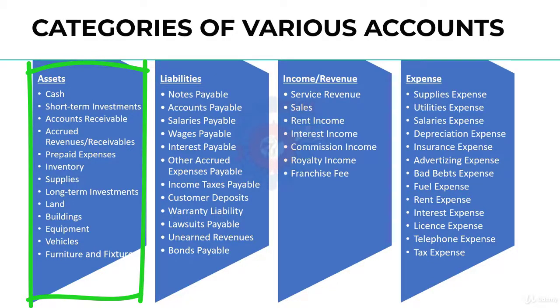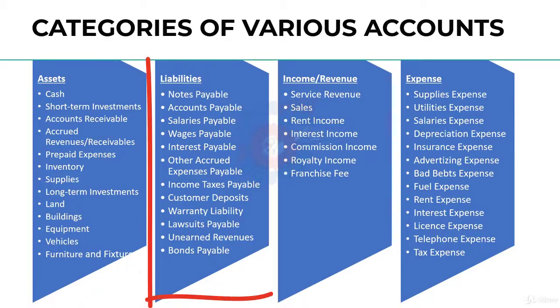Inventory means stock of goods. Supplies, long-term investments, land, buildings, equipment, vehicles, furniture and fixtures, all these provide benefit to the business. So these are classified under the category of assets. Now coming on to liabilities. Notes payable, accounts payable, salary payable, wages payable. Here the business is required to pay this money to others. The business owes money to the other person. So this is a liability for the business.